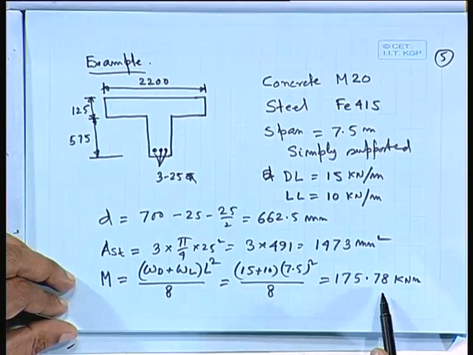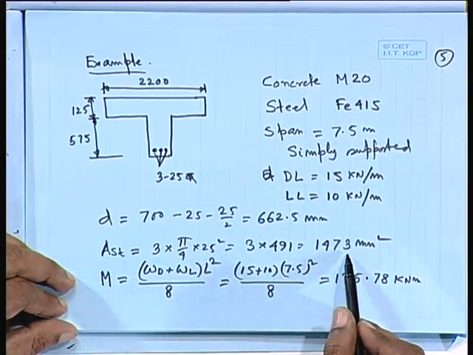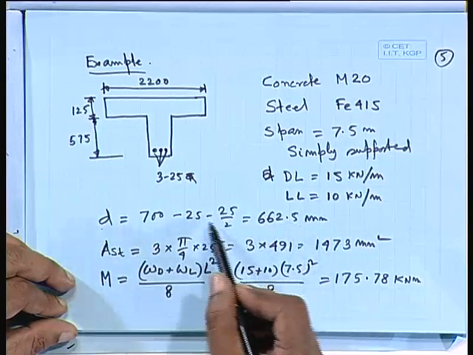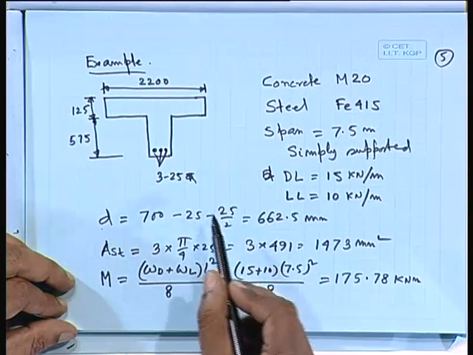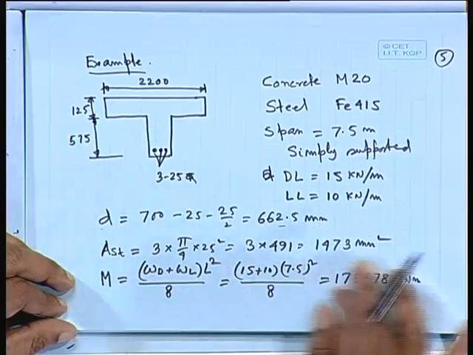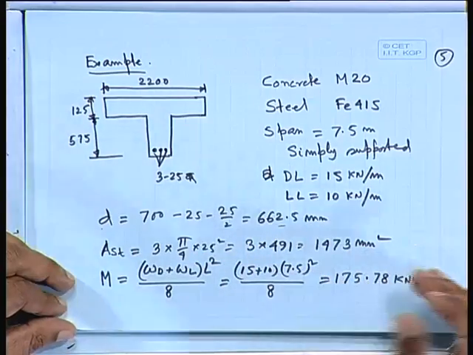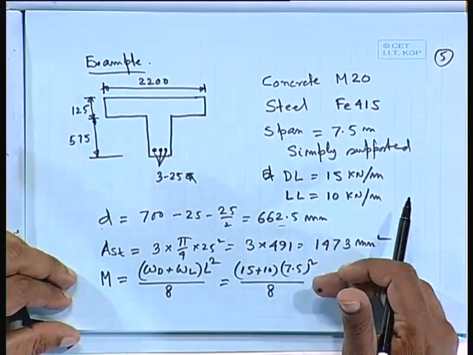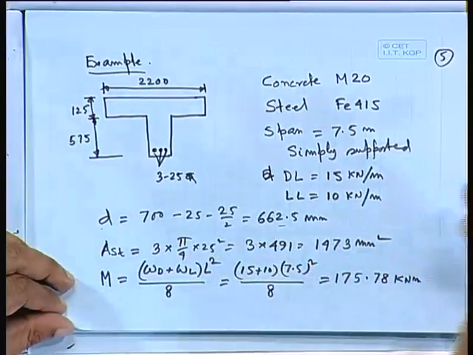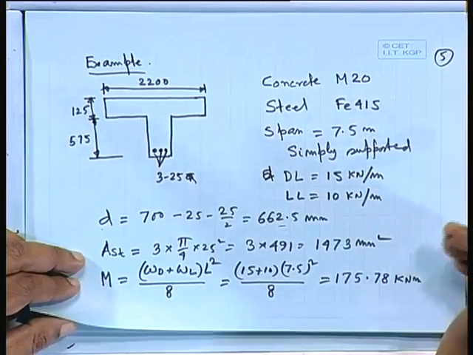So, moment you have got 175.78 kilonewton meter, and area of steel you are getting 1473 square millimeter. Effective depth 662.5 with clear cover 25 millimeter, and that bar we have used 25 dia. You can say that you have got this information from either the working stress method or the limit state method. Now, you are checking the deflection, which you will do under working stress condition.